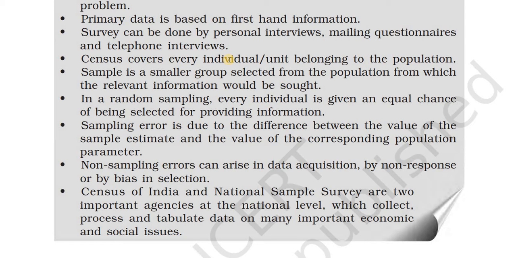Next one is sampling error. It occurs due to the difference between the value of the sample estimate and the value of the corresponding population parameter. Next one, non-sampling errors. They can arise in data acquisition by non-response or bias in selection. We studied different types of non-sampling errors.